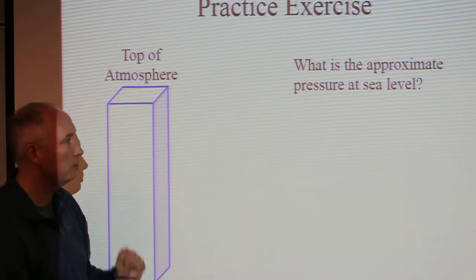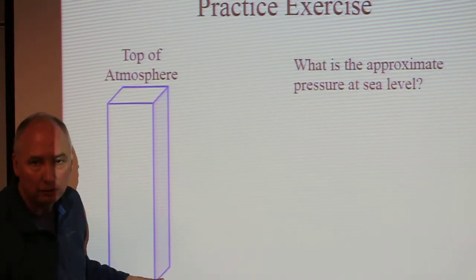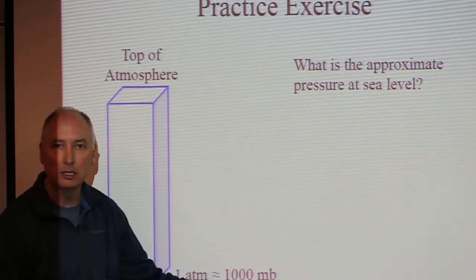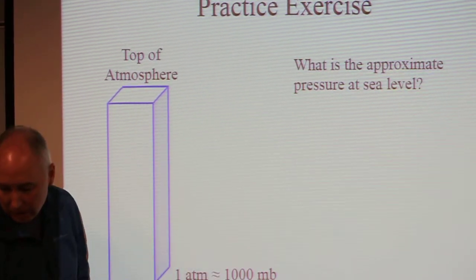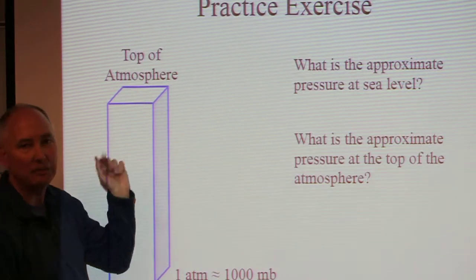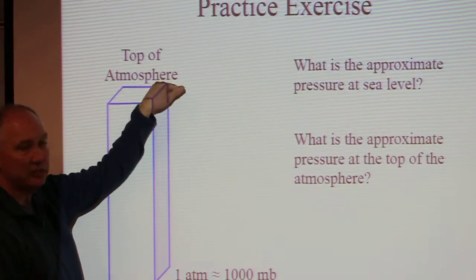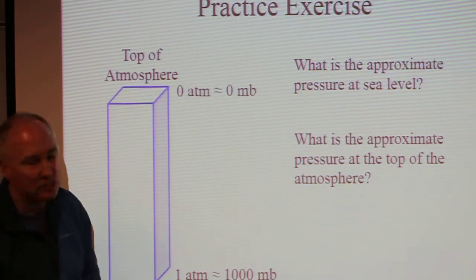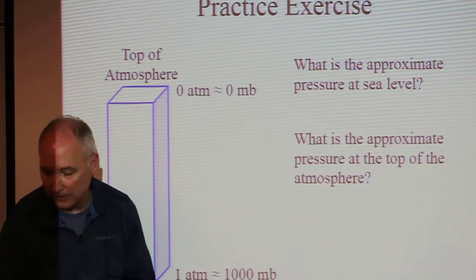What is the pressure at sea level? From last time, we learned that the pressure at sea level is about 1,000 millibars, or 1 atmosphere. So what's the pressure at the top of the atmosphere going to be? Since there's no atmosphere above you, there can be no pressure. So the pressure has to be 0 at the top of the Earth's atmosphere.